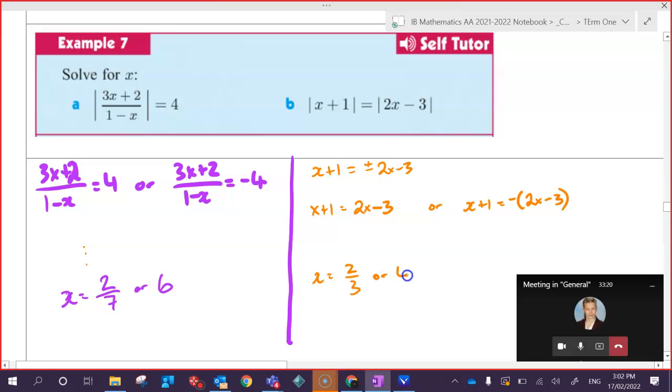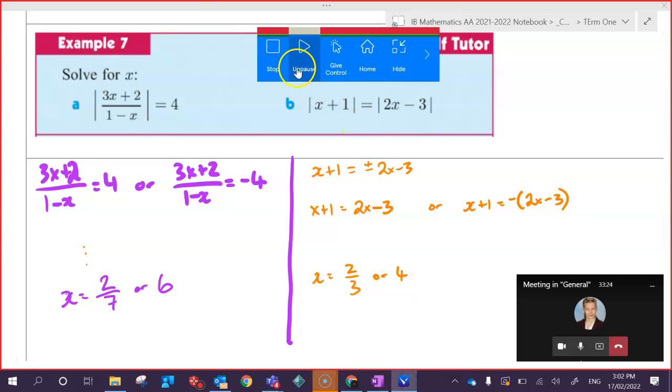Yeah, 2/3 or... I left the working out to see if you guys got them right. 2/7 and 6, 2/3 and 4. Boom, killing it. Nice.